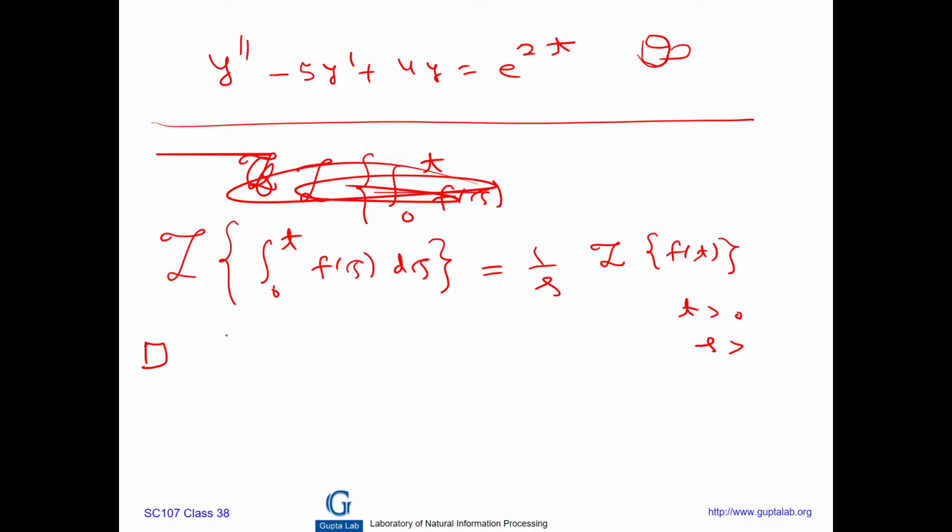Proof: since d over dt of the integral from 0 to t of f of tau d tau, what is this value actually?